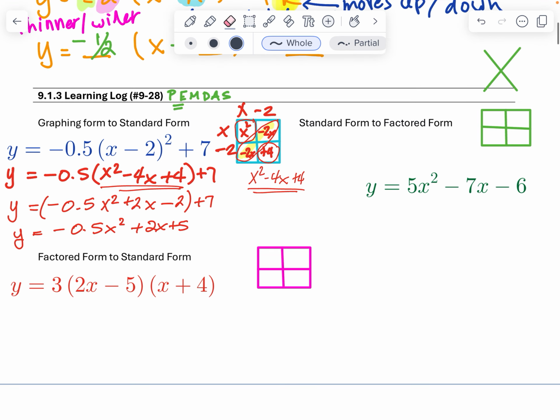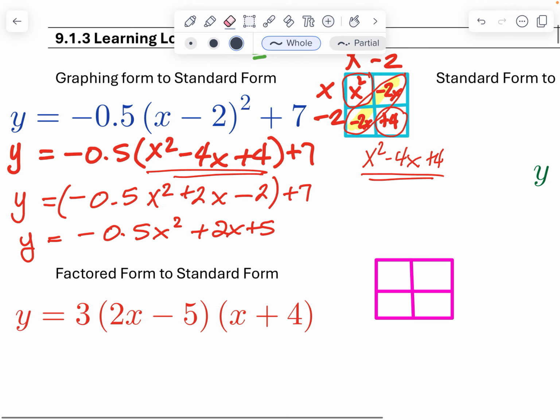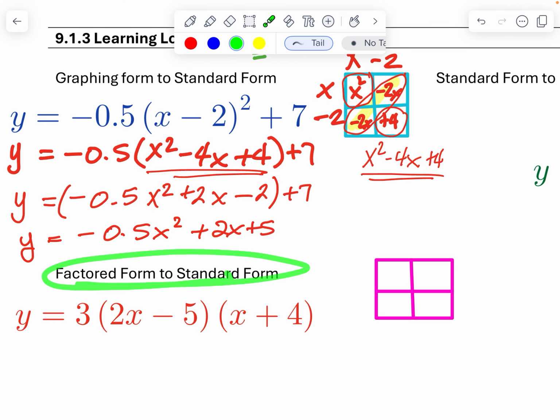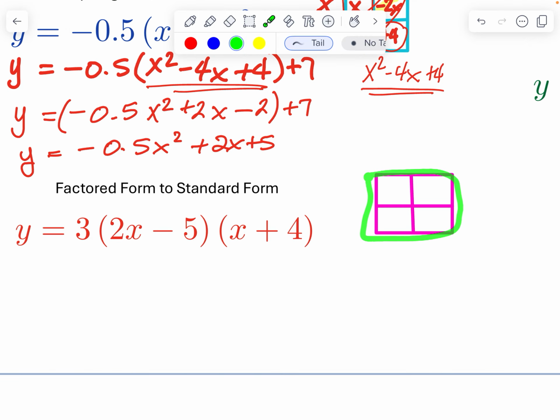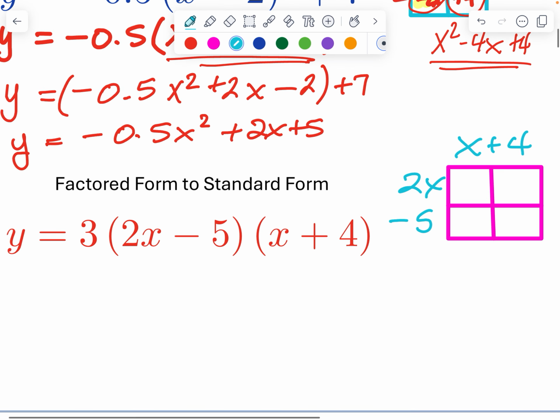Let's do another example, this time from factored form to standard form. And I want to do this with you. Again, we are going to use the box. So we are going to multiply. This time we are going to multiply 2x minus 5 and x plus 4. So let me zoom in a little bit so I can write inside my little boxes.